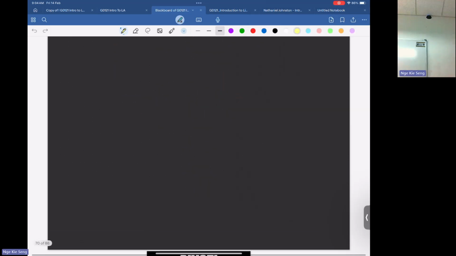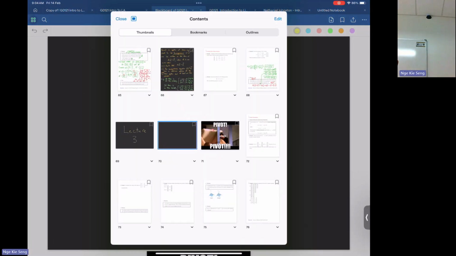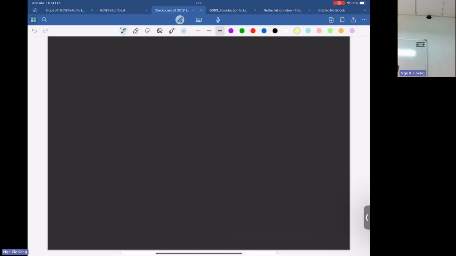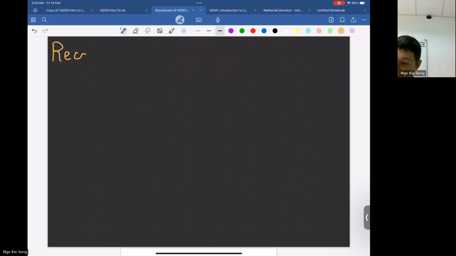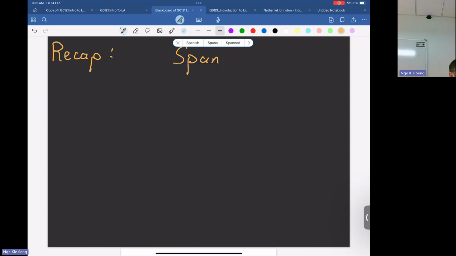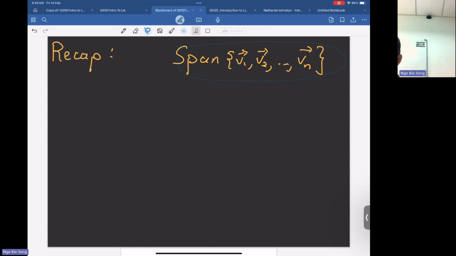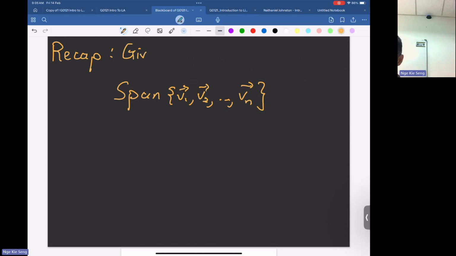Okay. In that case, let's recap what we did last time. Last time we introduced the idea of span. Whenever we talk about span, we need to talk about the span of a few vectors. So what are these v_i? These are some vectors in R^n, for example.